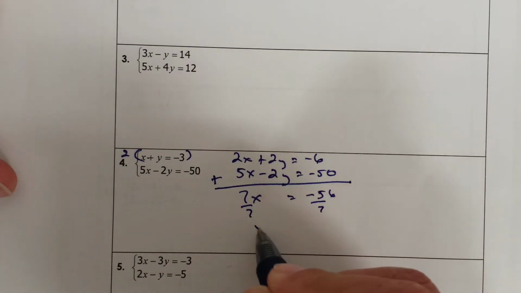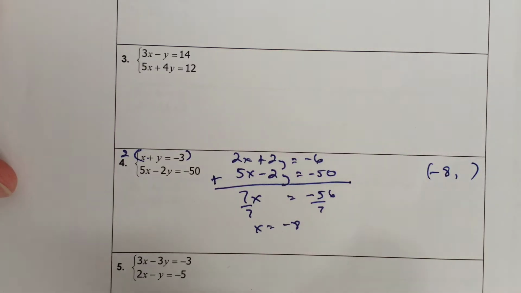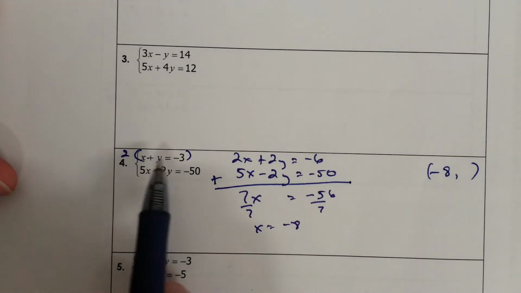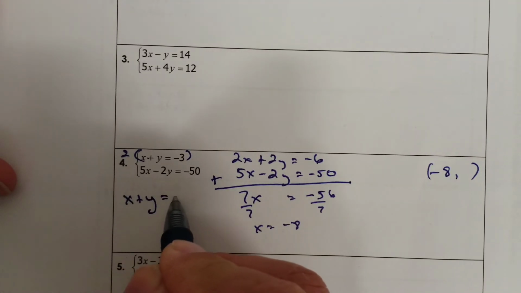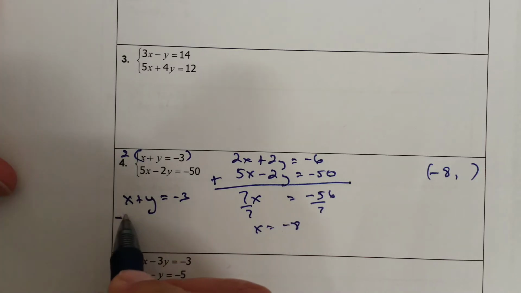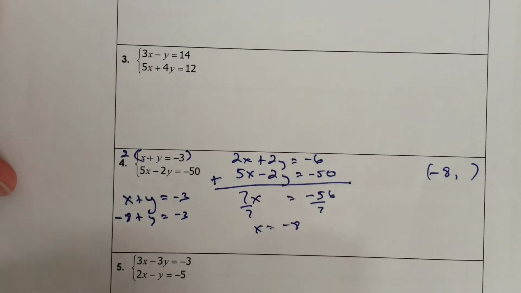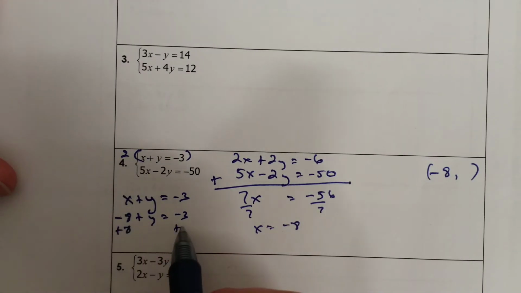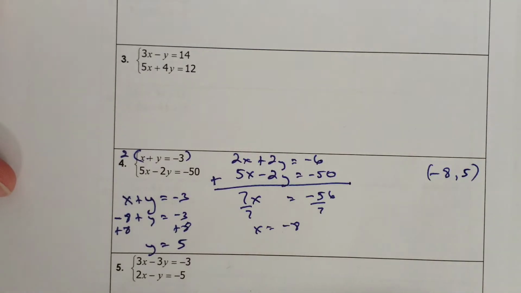Divide both sides by 7, and you get x is equal to negative 8. I'm going to go back to one of my equations. I'm going to choose the one that looks the smallest, which is x plus y equals negative 3, my first equation. And I'm going to plug a negative 8 in for x. Solving that by adding 8 to both sides, I get y is equal to 5.